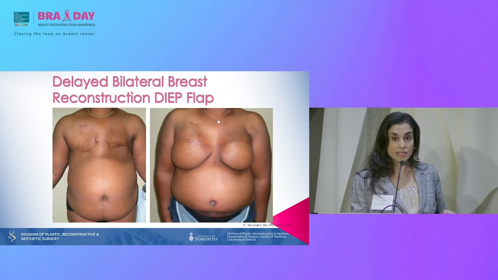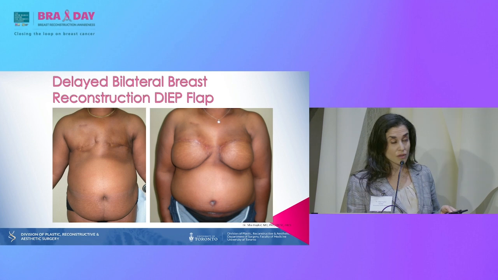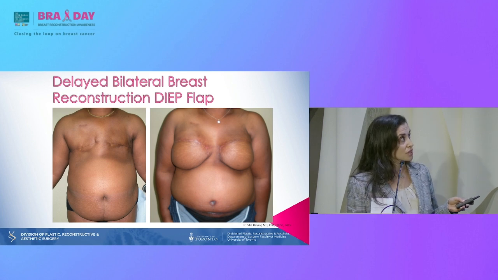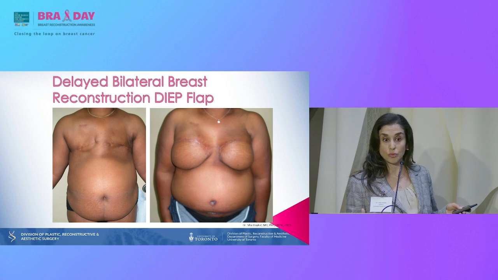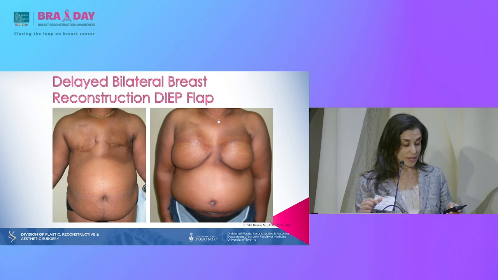And if you notice, compared to an immediate reconstruction, the scars look different. So in the case of the immediate reconstruction, the scars looked like a circle. In this case, we did not have that skin to work with, so we had to borrow more skin from the abdomen and expose more skin from the abdomen, and therefore the scars look more like an ellipse.